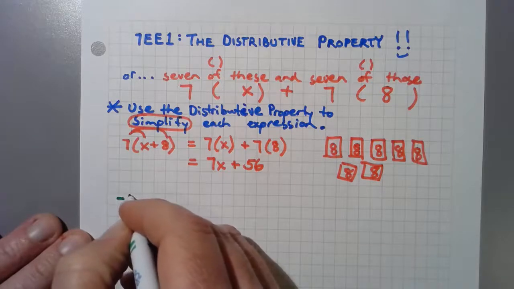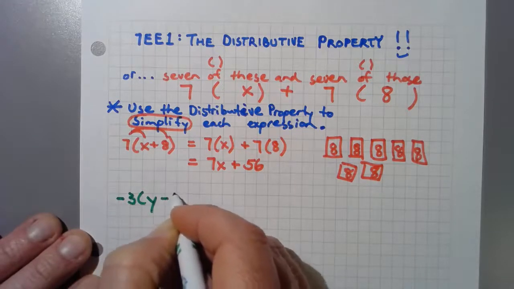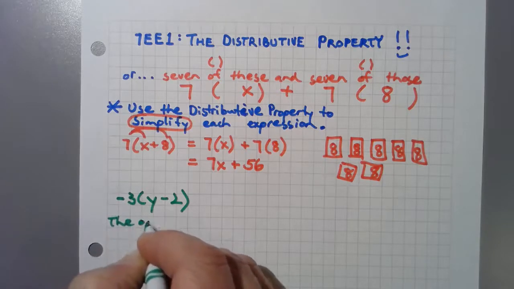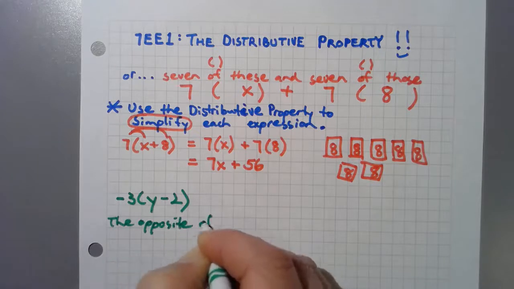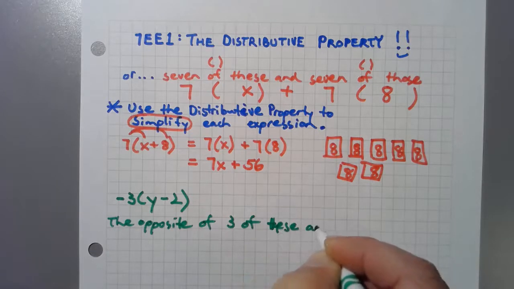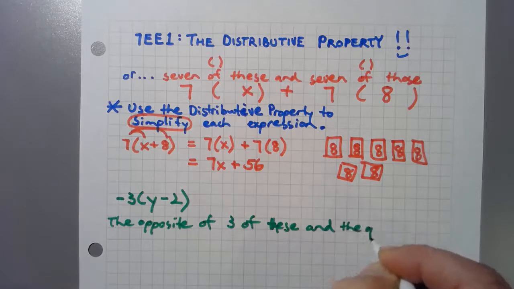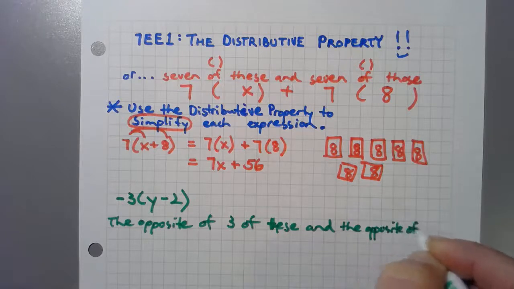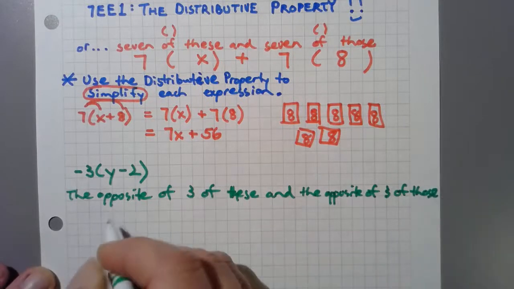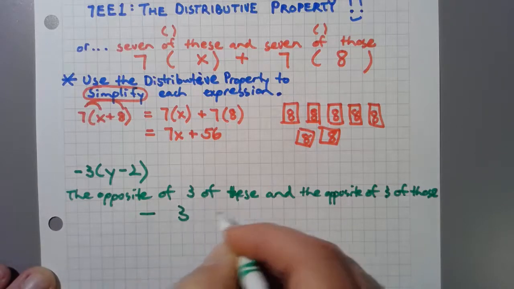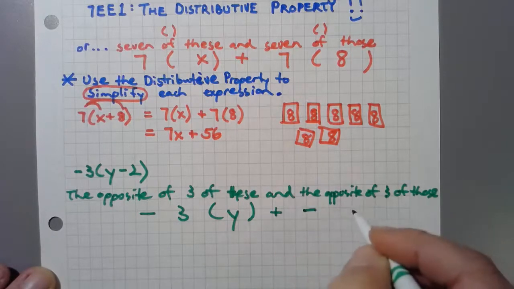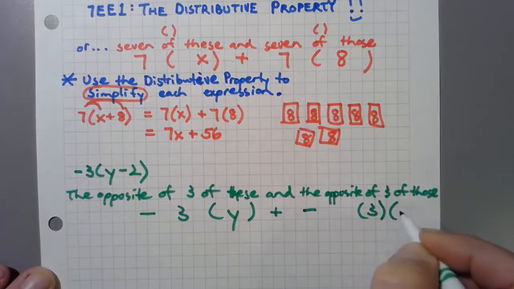Here we go. This means, if I'm going to use the language here again, the opposite of 3 of these and the opposite of 3 of those.